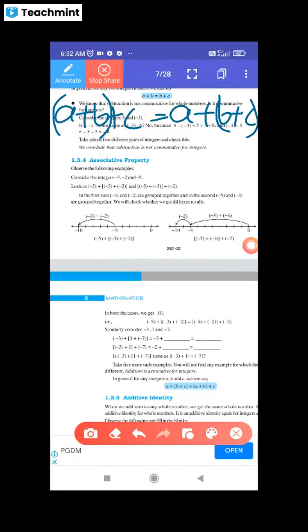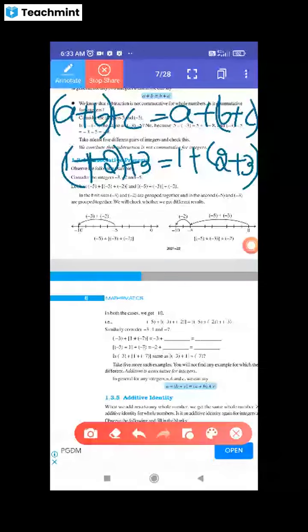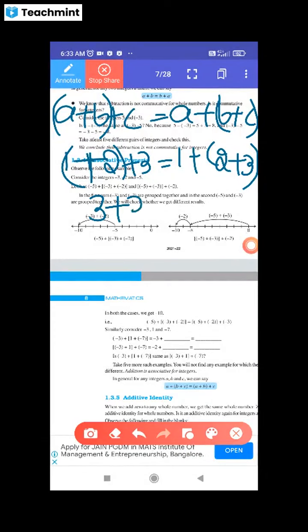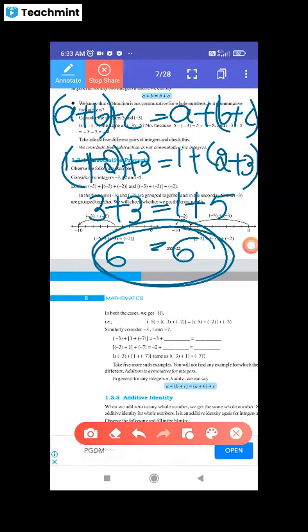So here I just give one simple example. 1 plus 2 plus 3 is equal to 1 plus 2 plus 3. See here, you just remove the brackets. It means whichever operation is there, that one you have to do. So 1 plus 2 means 3, 3 plus 3 is equal to 6. Here, 1 take it as it is, 2 plus 3 is equal to 5, 5 plus 1 is equal to 6. Yes, of course, both are equal. This property we can consider as associative property under addition. Understood?